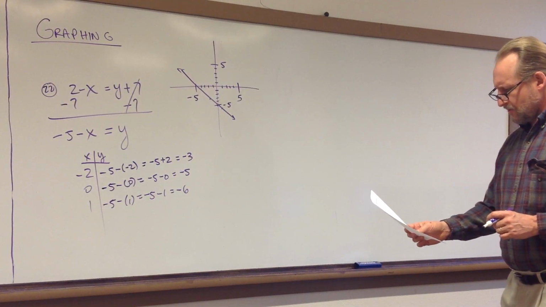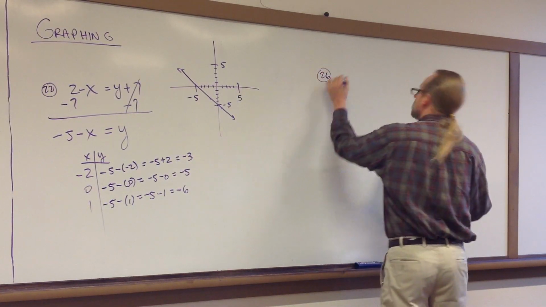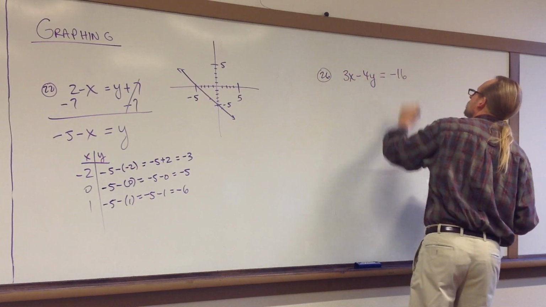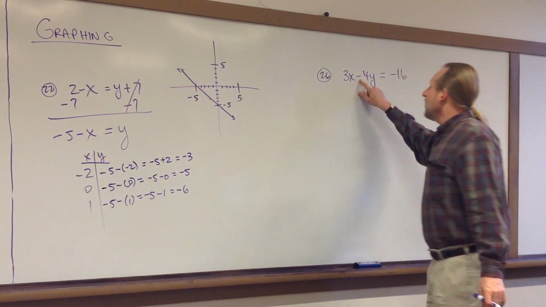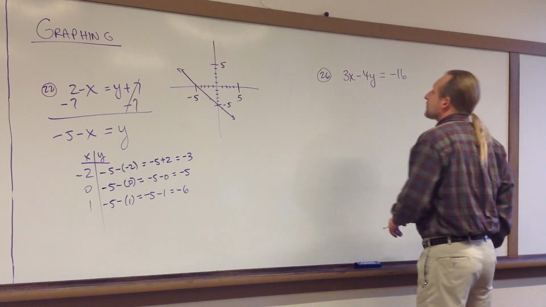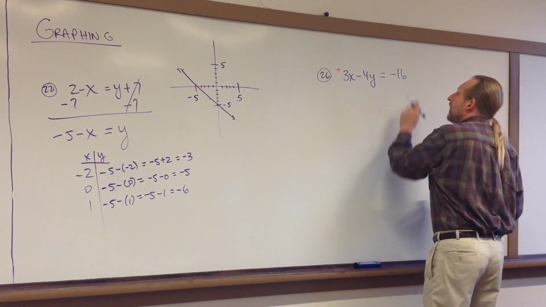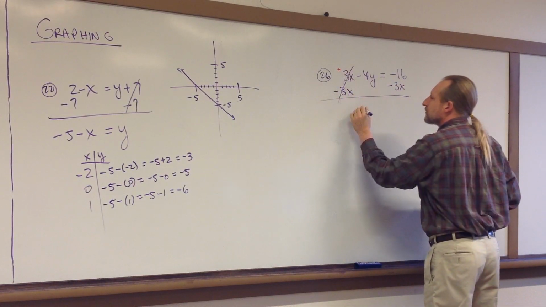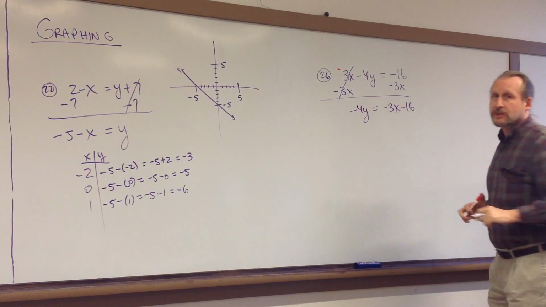What else are we going to do? Let's just do problem 26. Problem 26, 3x minus 4y equals negative 16. Okay, so again, this negative sign is attached to the 4y. This 3x is a positive 3x. And so, if we want to move this to the other side, we're going to need to subtract 3x. This will be negative 4y equals negative 3x minus 16.